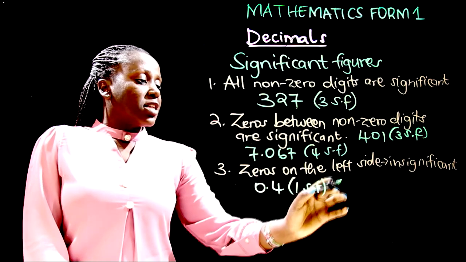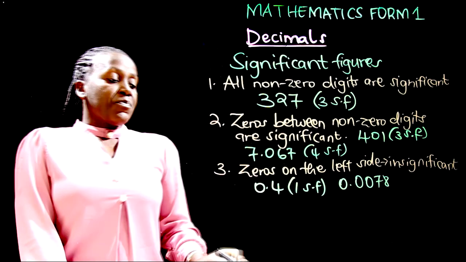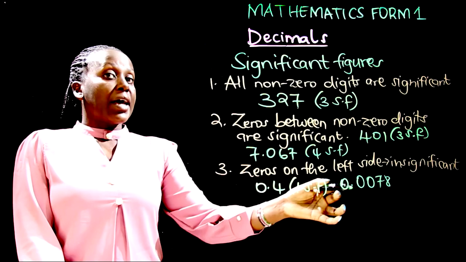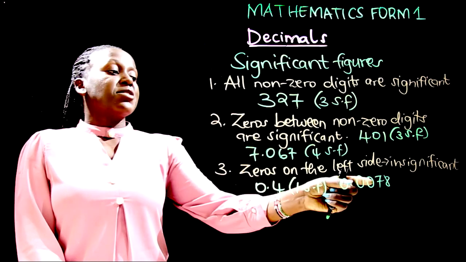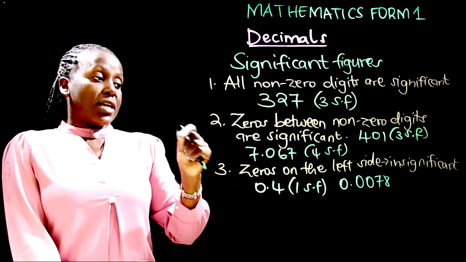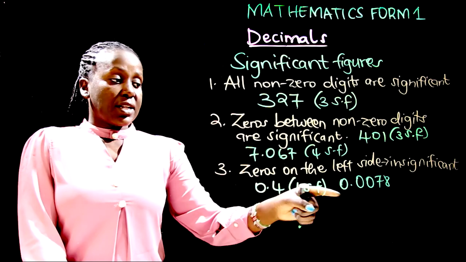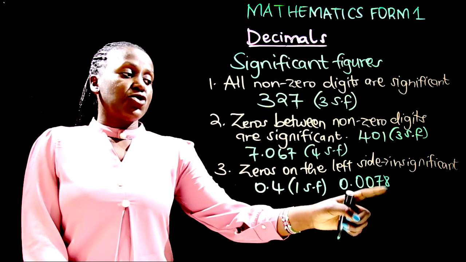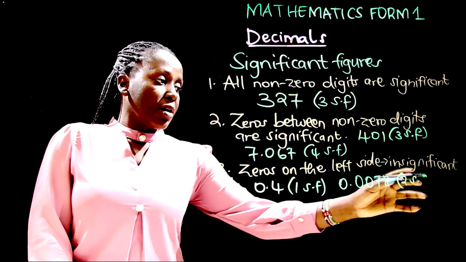Another example is 0.0078. So these zeros are on the left side of the number, and there is no non-zero digit before them. So that makes the 3 zeros insignificant. So when we count the significant figures in this number, we begin from 7. So 1, 2. So the significant figures here are 2.